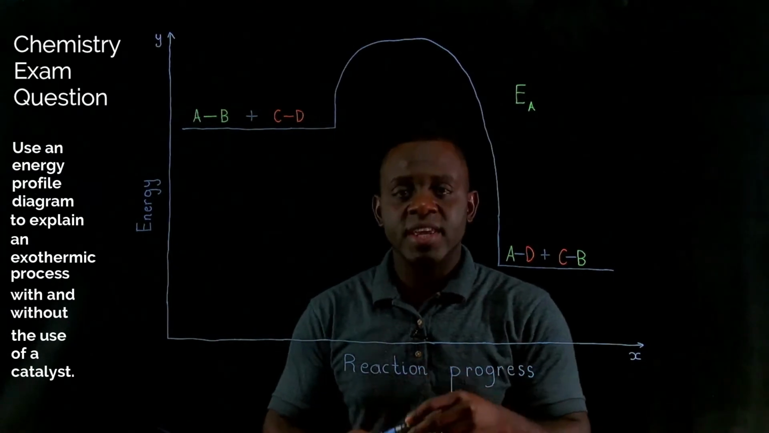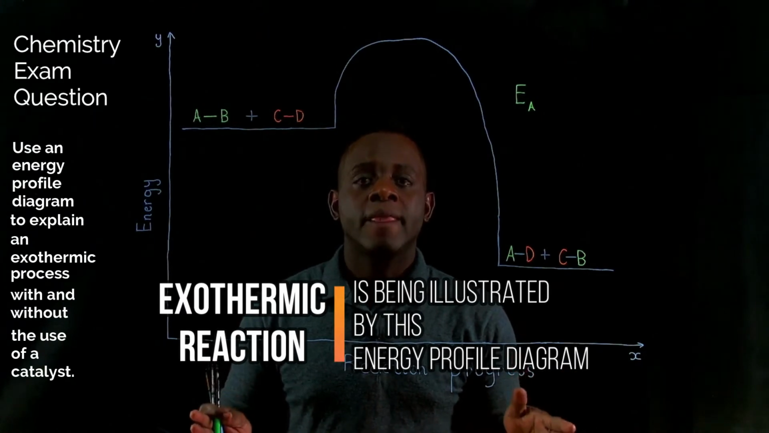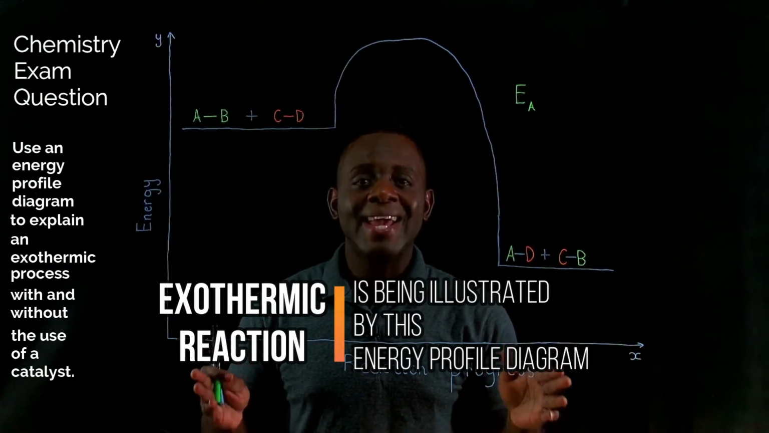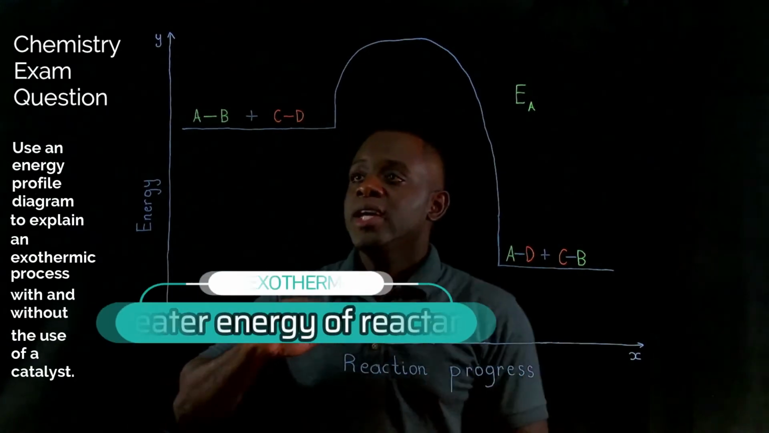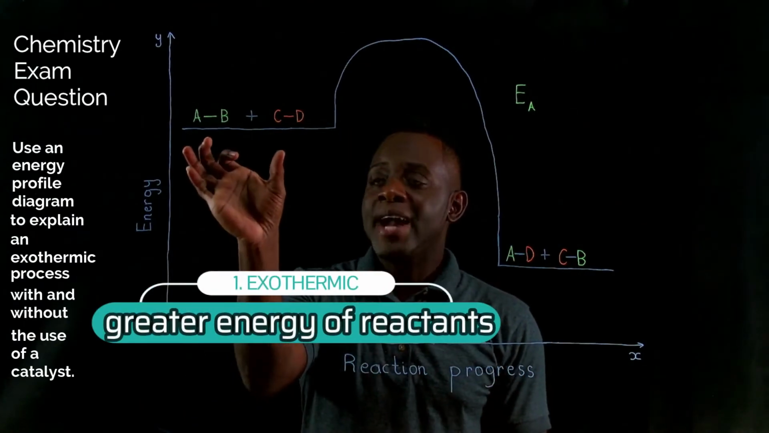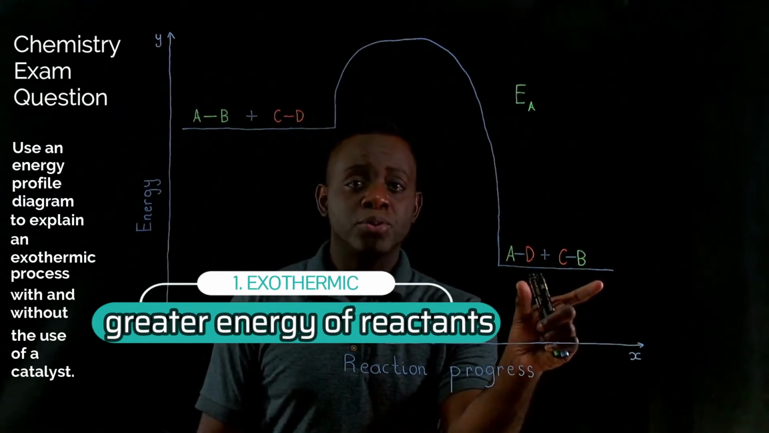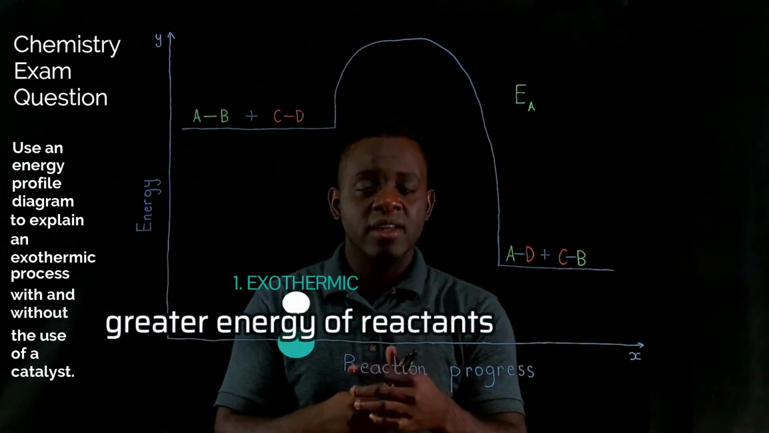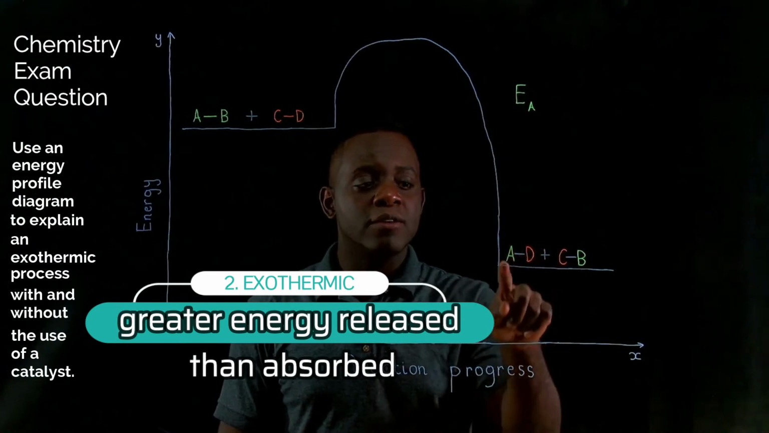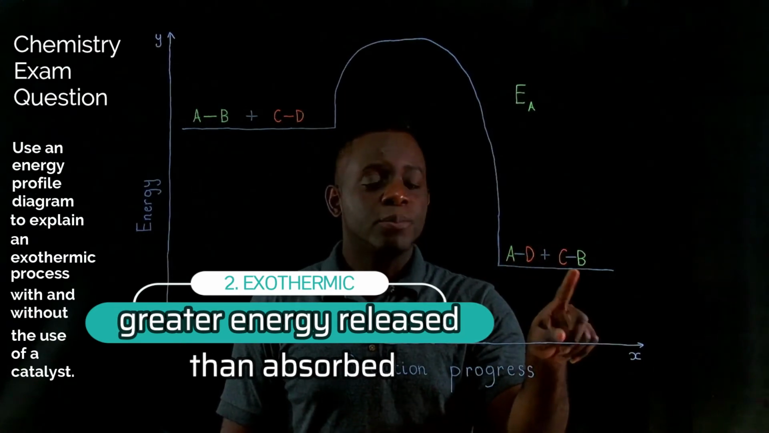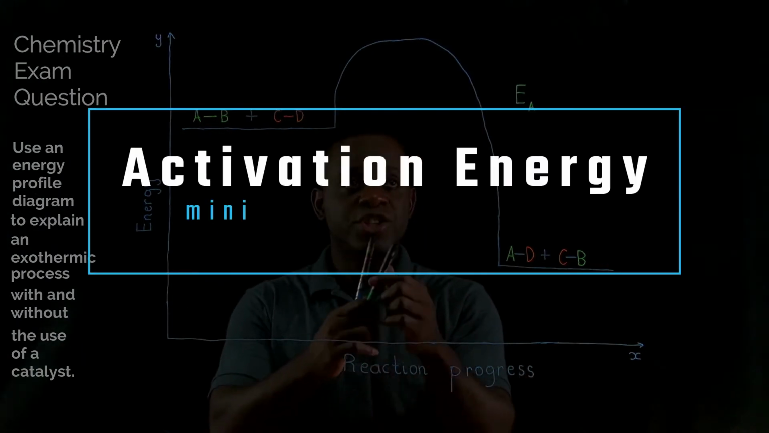There are two things here that indicate that this energy profile diagram is for an exothermic reaction, and these are: one, the energy of the reactants is greater than the energy of the products, and secondly, the energy released during bond formation for the products is greater than the activation energy.